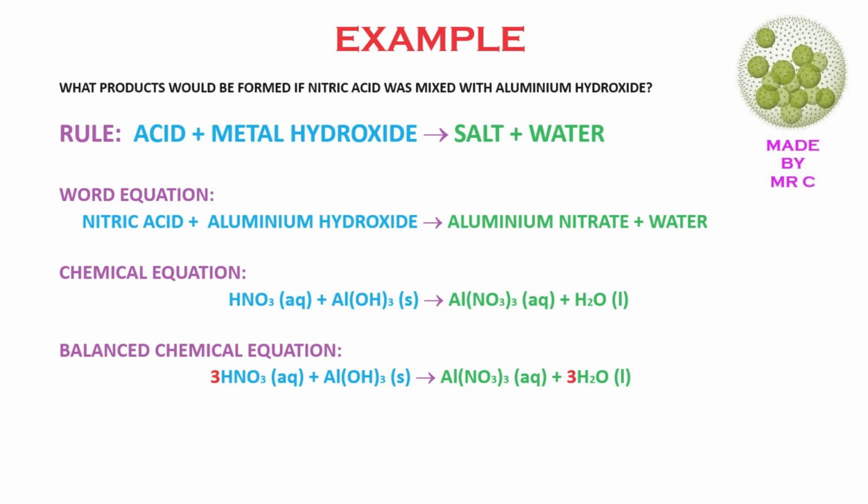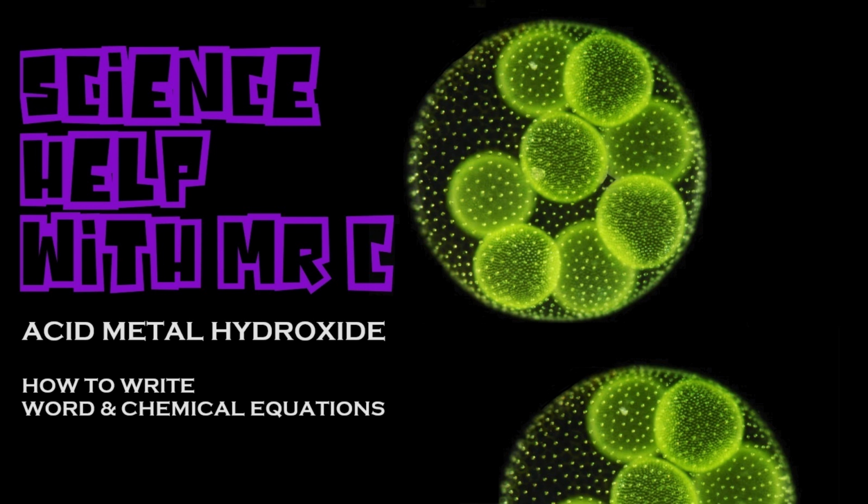So that's 6 hydrogens in the reactants. Therefore, we need 6 hydrogens in the products. And the way to get 6 hydrogens in the products is to put a 3 in front of the H2O, because 3 times 2 is 6. And now it's balanced.